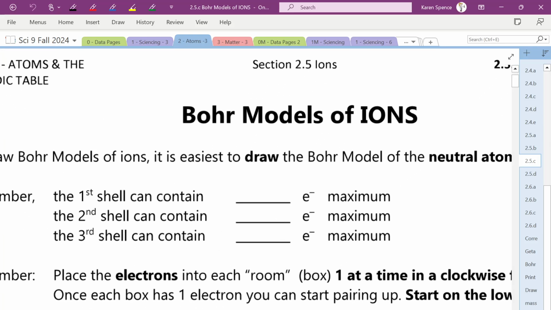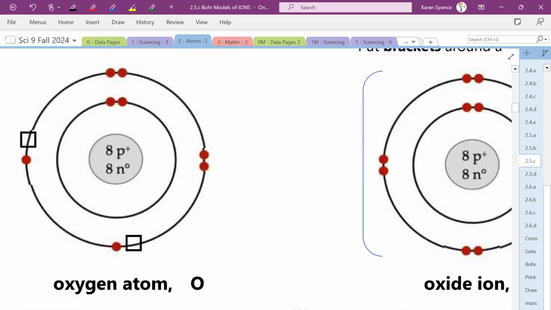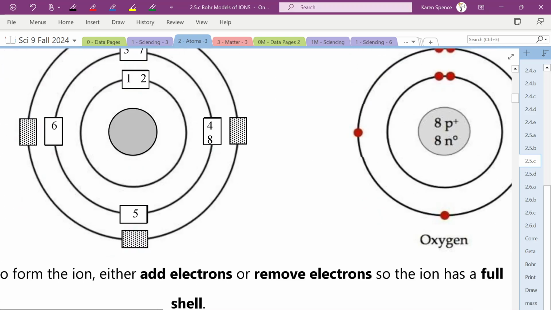Remember, the first shell can contain 2, the second shell can contain 8, and the third shell can contain 8. And this is on page 100.